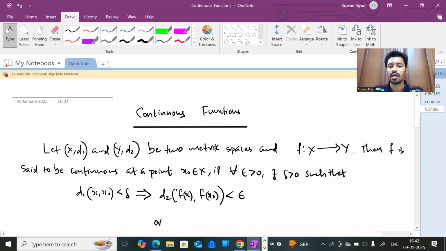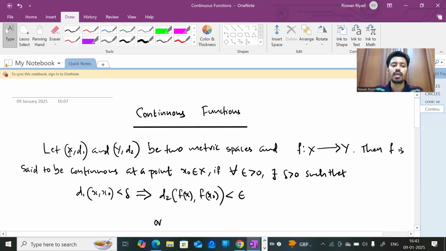So suppose we had two metric spaces like that, and f from X to Y. Suppose we have a function from the first set X to the second set Y. Then f is said to be continuous at a point x naught belonging to X. When can we say that this function is continuous at a point x naught in X? If for every epsilon greater than 0, there exists a delta greater than 0 such that d1(x, x naught) less than delta implies d2(f(x), f(x naught)) less than epsilon. If this is satisfied, then only can we say that this function f is continuous at this point x naught.